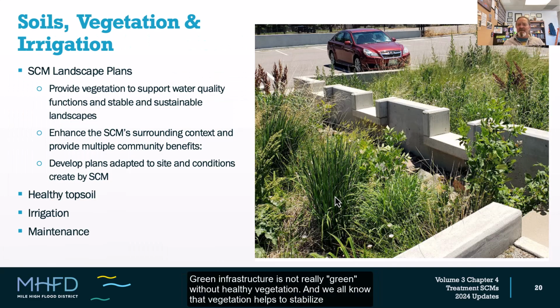Green infrastructure is not really green without healthy vegetation, and we all know that vegetation helps to stabilize soils by protecting from raindrop impact, intercepting rainfall, anchoring the soil with roots, and promoting infiltration. We also know that vegetation helps to mitigate urban heat island effects and contributes to visual interest and community value. It's important that vegetation is adapted to a range of hydrologic conditions that will be encountered within an SCM, because you can have different portions of an SCM that will have different hydro periods, and different vegetation will do well depending on the hydro period that it's exposed to.